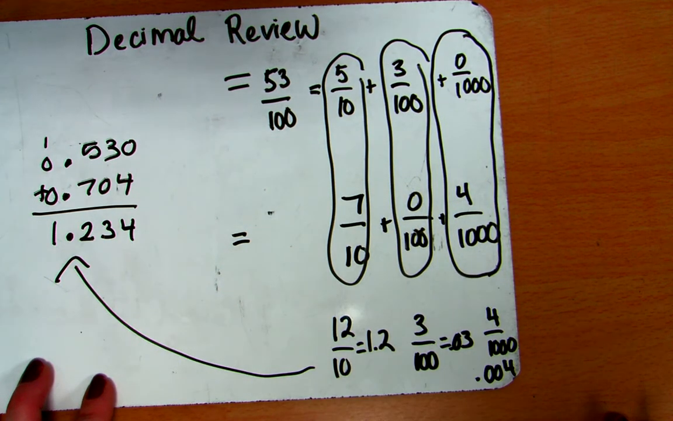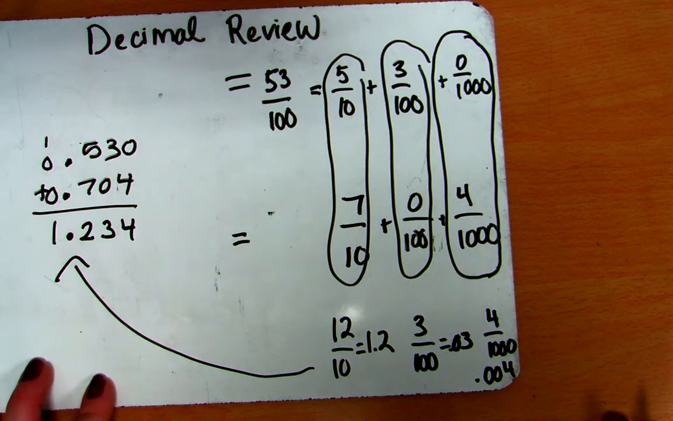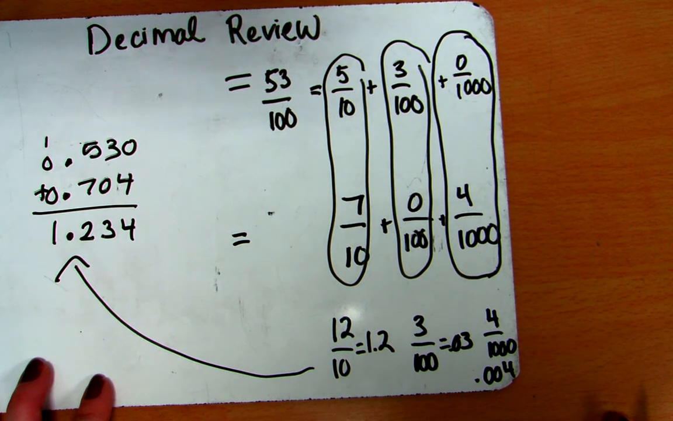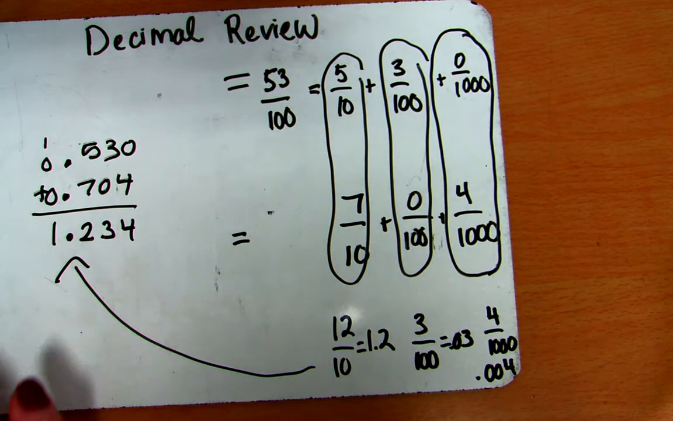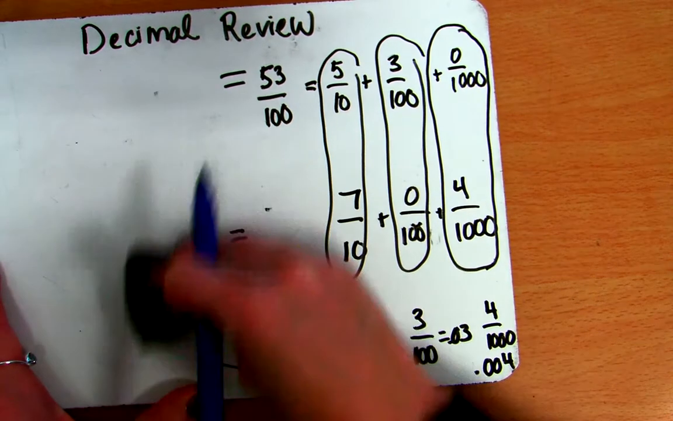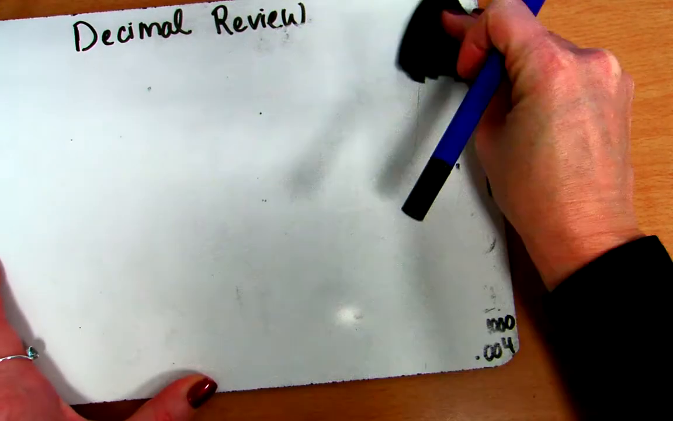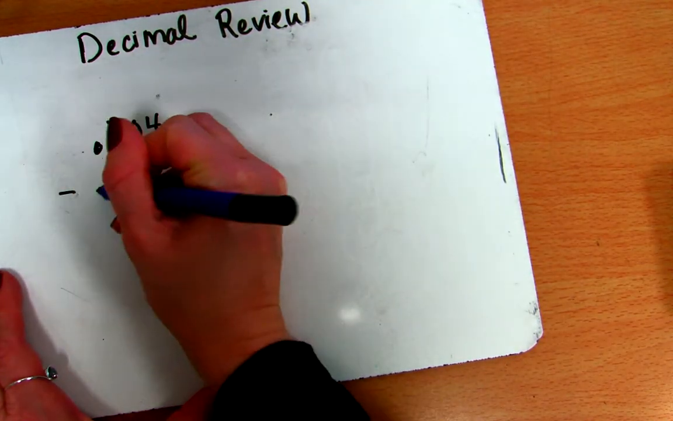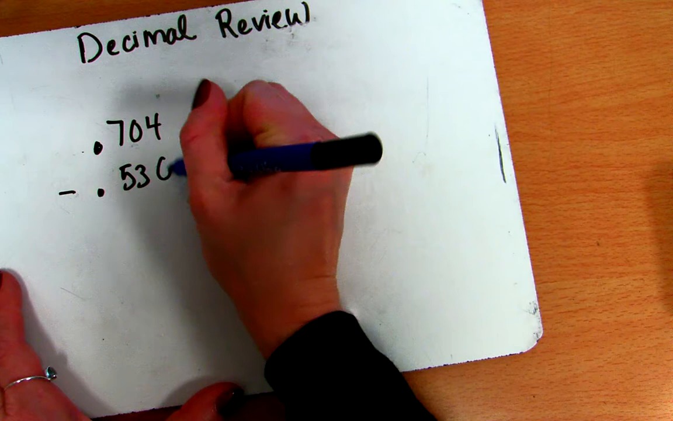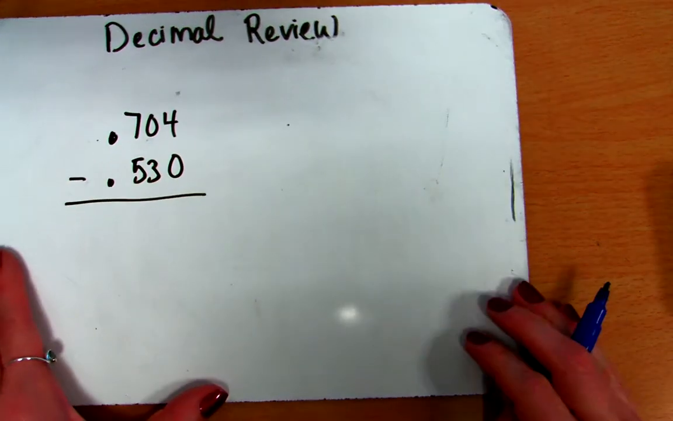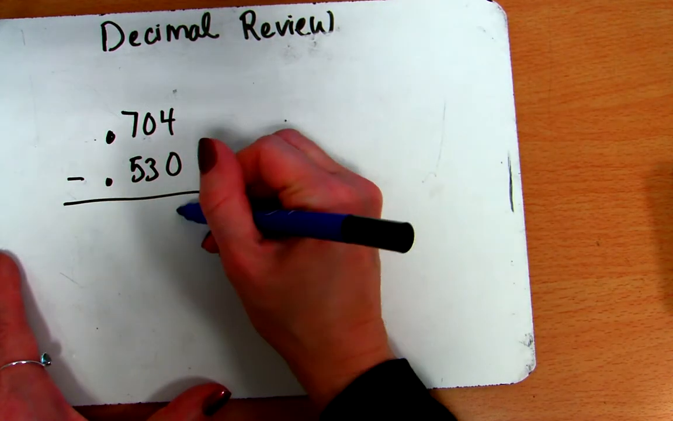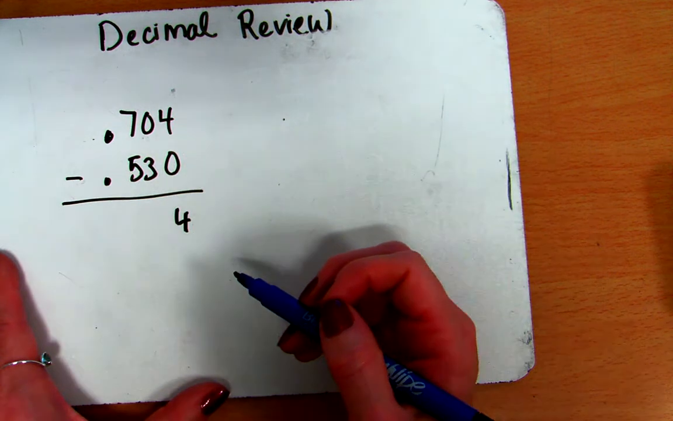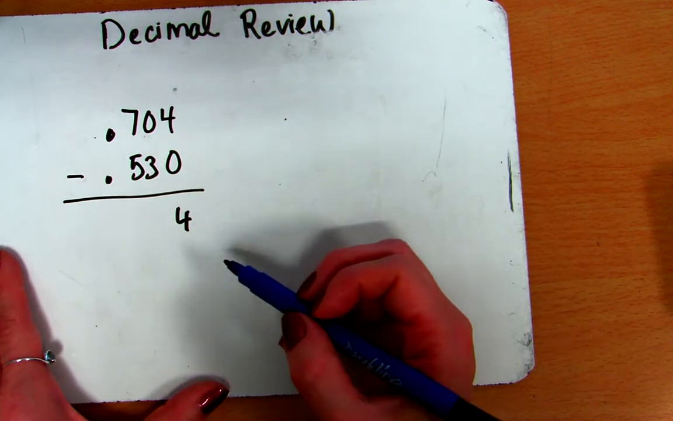Same thing with subtraction. Now, to make life easier for us, I'm going to keep the same numbers, but I'm going to change them around. We're going to subtract 0.53 from 0.704 because 0.704 is bigger. So let's think about that. We had 0.704 minus 0.53. I'm going to put a 0 there to make our life a little bit easier. 4 minus 0 is 4. I can't take 3 away from 0. Well, I can, but it goes into negative numbers, which we aren't quite there yet.